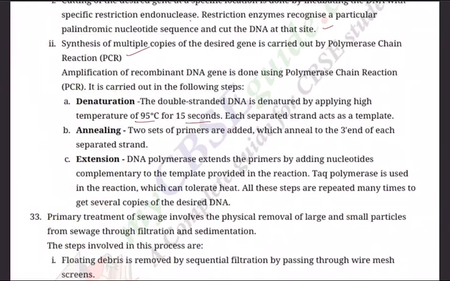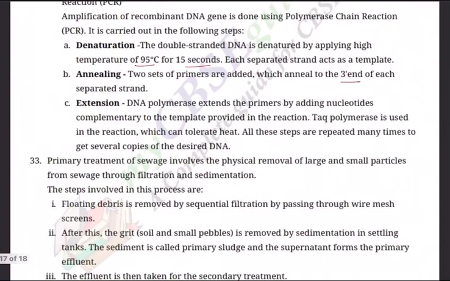The double-strand DNA is denatured by applying a high temperature of 95 degrees for 15 seconds. Each separated strand acts as a template. Annealing: two sets of primers are added which anneal to the 3' end of each separate strand. And extension: DNA polymerase extends the primers by adding nucleotides complementary to the template provided in the reaction. Taq polymerase is used in this reaction, which can tolerate heat. That is the purpose why we use Taq polymerase. All these steps are repeated many times to get several copies of the desired DNA.